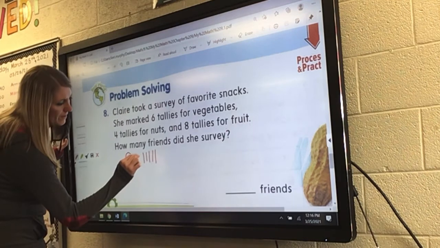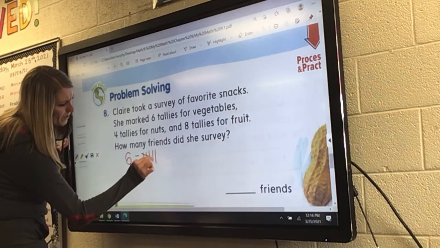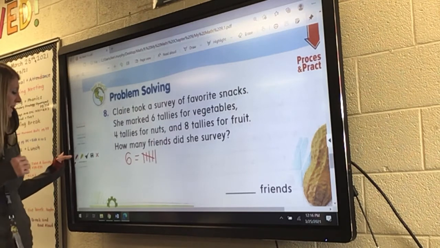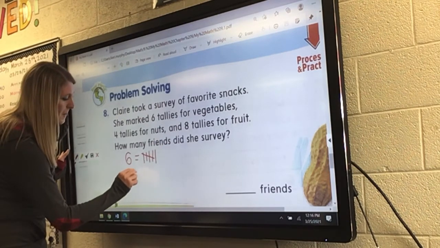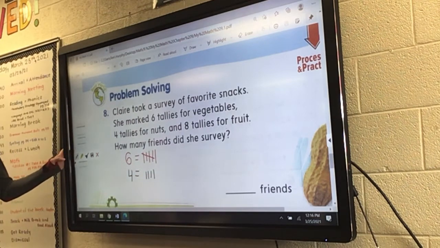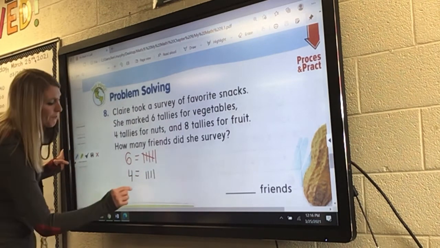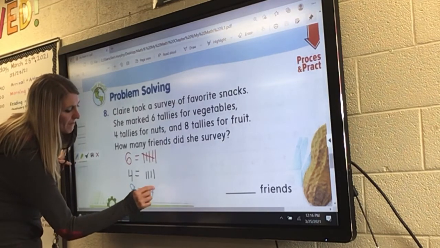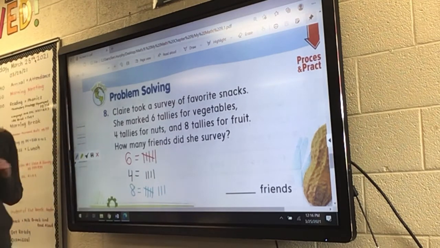1, 2, 3, 4, 5. Cross 6. And then I could do 4 tallies. 1, 2, 3, 4. And then I could do the 8 tallies for the fruit. 1, 2, 3, 4, 5, 6, 7, 8. I know the answer. Then, Kinsley, what would I do if I wanted to find how many friends did it?